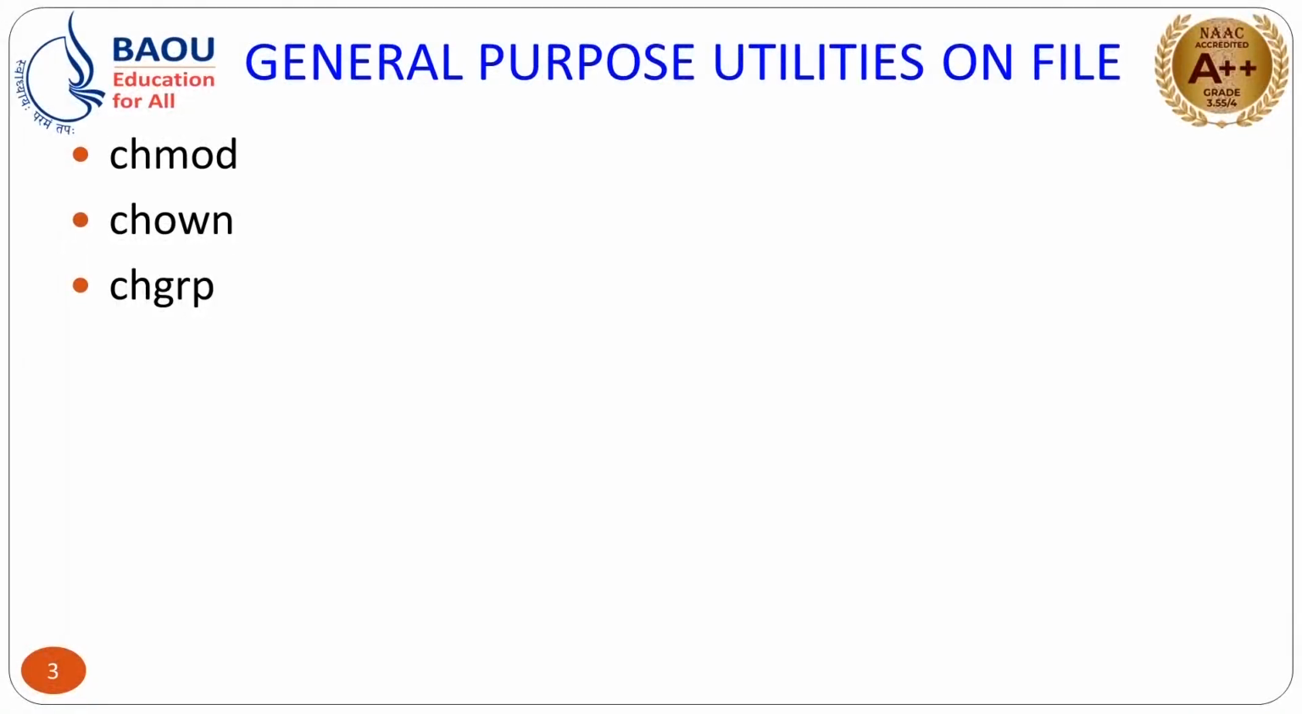Second, we have discussed chown, that is change ownership. Whenever you are creating some file or directory, it is related with some specific user who has created that particular file. Now suppose you want to change that particular user or particular group. In that case, you are using these commands, that is chown, that is change owner, and the second one is chgrp, change group, right?